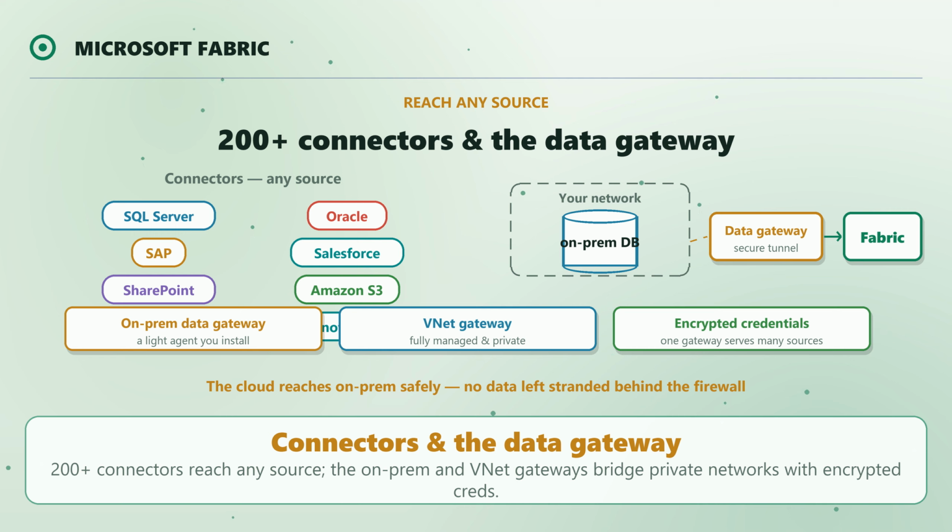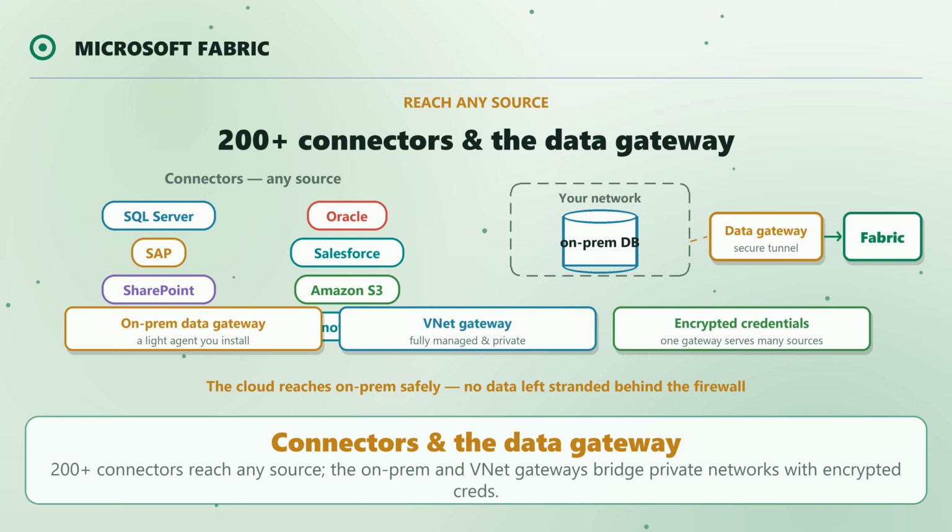The second is the gateway, which is how Fabric reaches data behind a firewall. The on-prem data gateway is a lightweight agent you install inside your own network. It opens a secure, outbound-only tunnel, so the cloud can pull from private sources without you ever opening an inbound port or exposing that database to the internet.